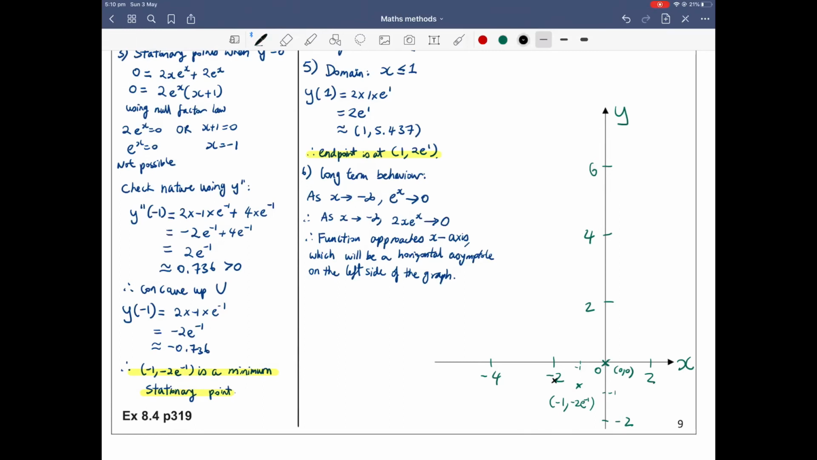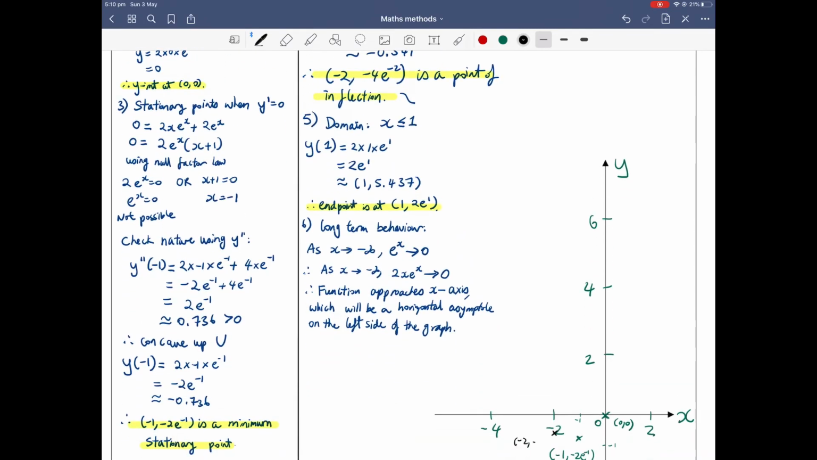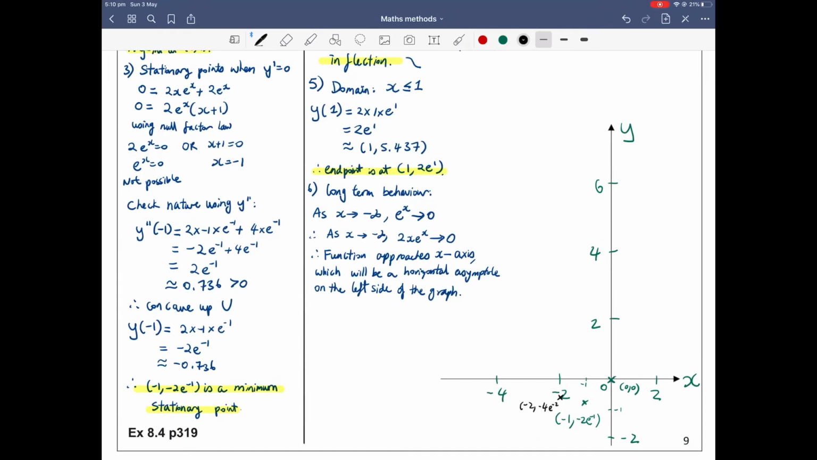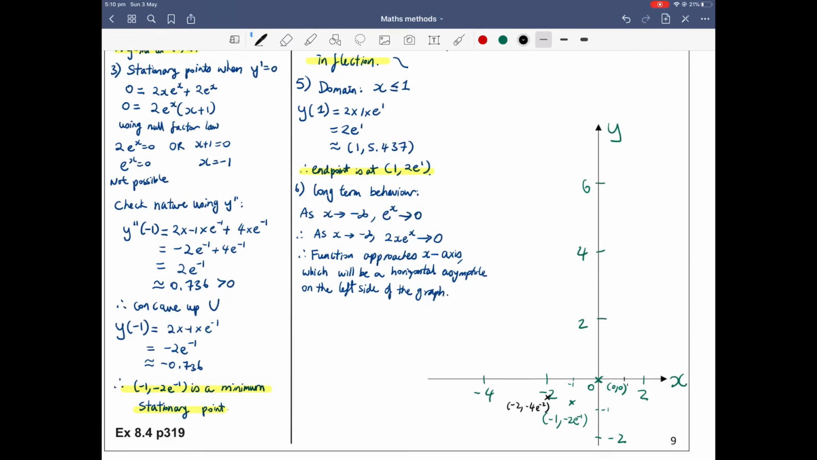Should probably use a different color. So that should be -2, -4e to the -2. I've also got the endpoint at 1, 5.4-ish, so 5.4 is about here. So that's 1, 2e to the 1. Okay, so I know I've got a smiley face at this turning point down here.